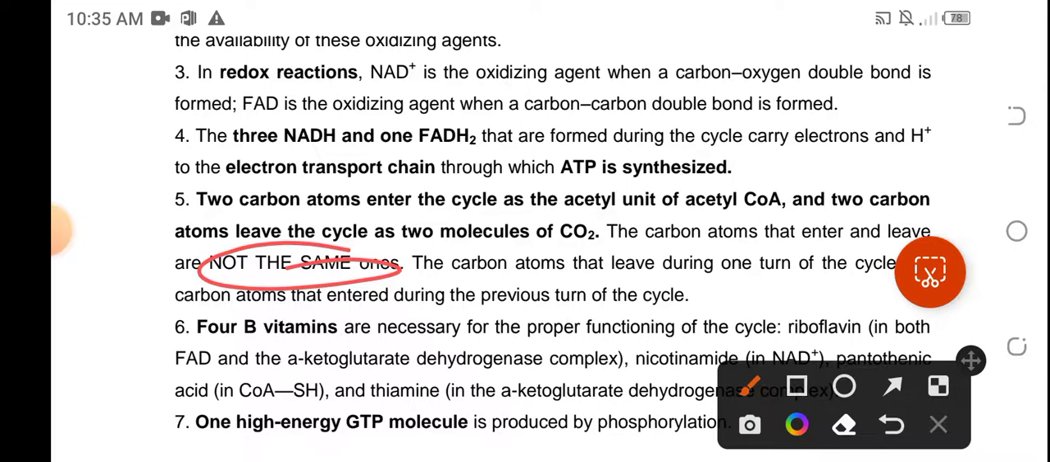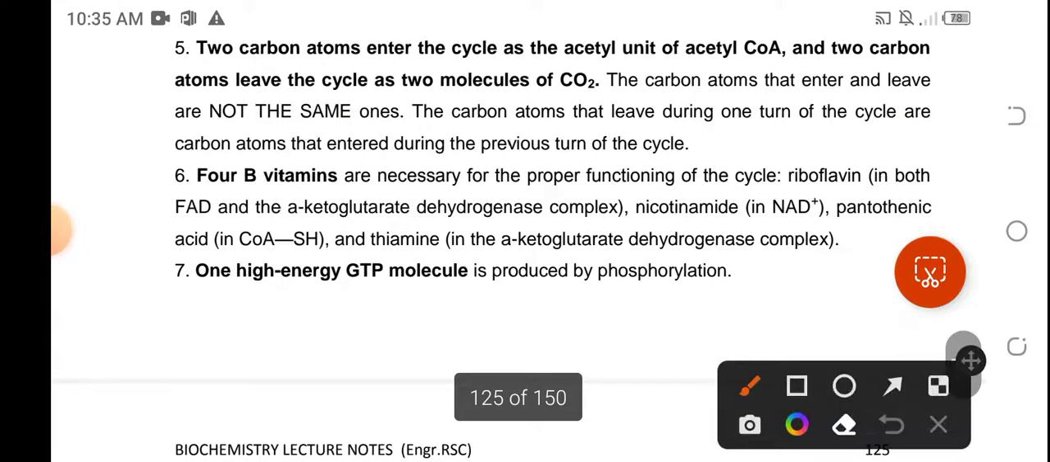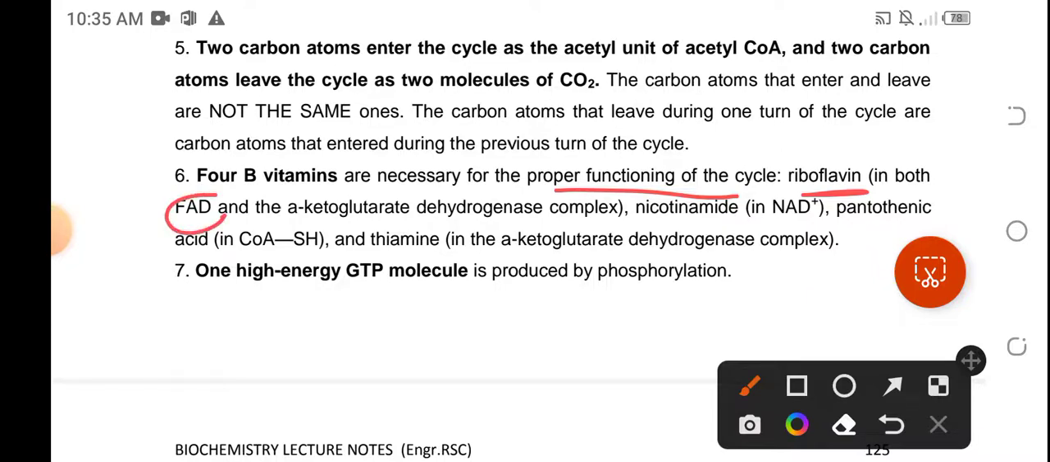Okay, and there are four, let's take note that there are 4 B vitamins that are used for the proper functioning of the cycle. So we have the riboflavin, which is in the FAD and in the alpha ketoglutarate. So that's the first B vitamin. The nicotinamide, of course, we discussed this, that it is included in the NAD. And the pantothenic acid, of course, that is a part of the coenzyme A. And now we also have the thiamine, which could be found in the alpha ketoglutarate dehydrogenase complex. So apat yan. Apat na B vitamin: riboflavin, nicotinamide, pantothenic, and thiamine.